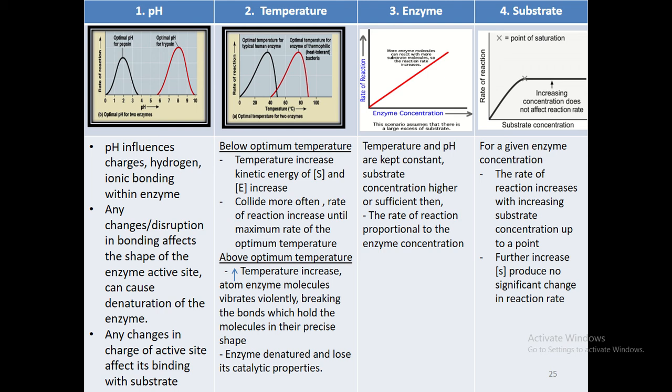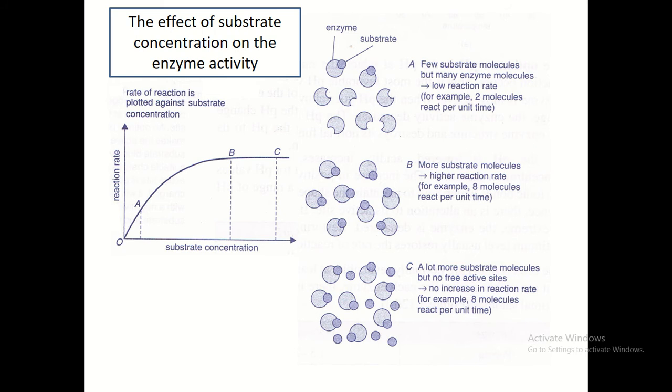Next is substrate concentration. Substrate concentration can also affect the enzyme activity. The rate of reaction will increase with the increasing substrate concentration. However, further increase of substrate will produce no significant change in the rate of reaction. So why? Let's look in more detail at the effect of substrate concentration on enzyme activity.